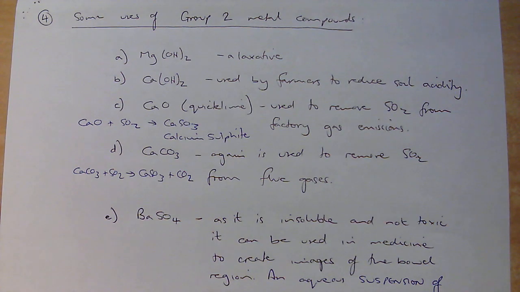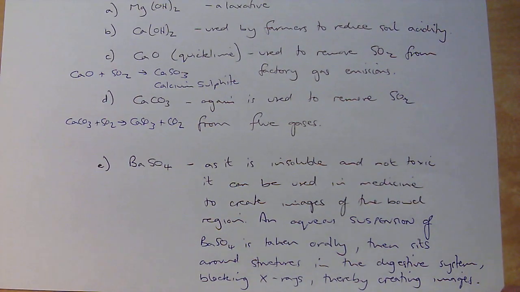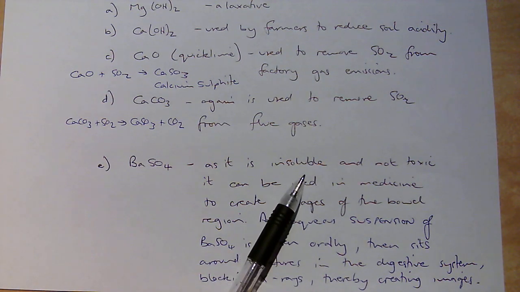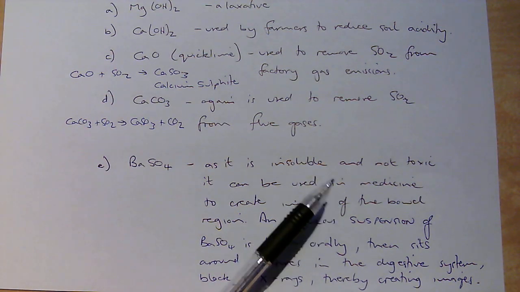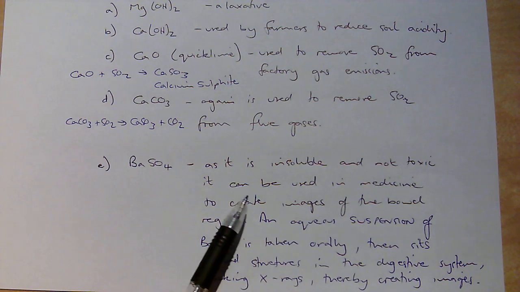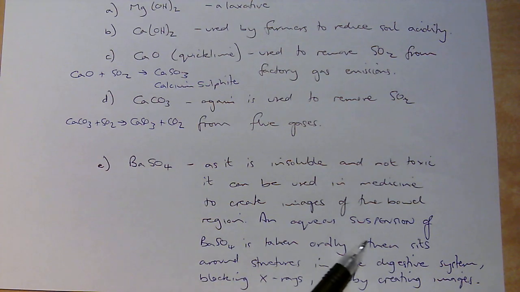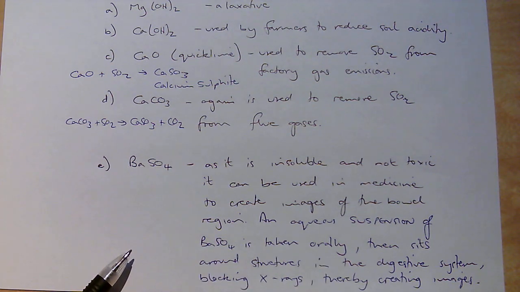And then finally, barium sulfate is a very useful compound because it's insoluble, as we've just discussed in the solubility of sulfates. But it's also non-toxic, which means that it can be used in medicine to create images of the bowel region. This is how it works. You effectively drink some barium sulfate, so an aqueous suspension of barium sulfate is taken orally. It would then go through your body and eventually enter your intestine.